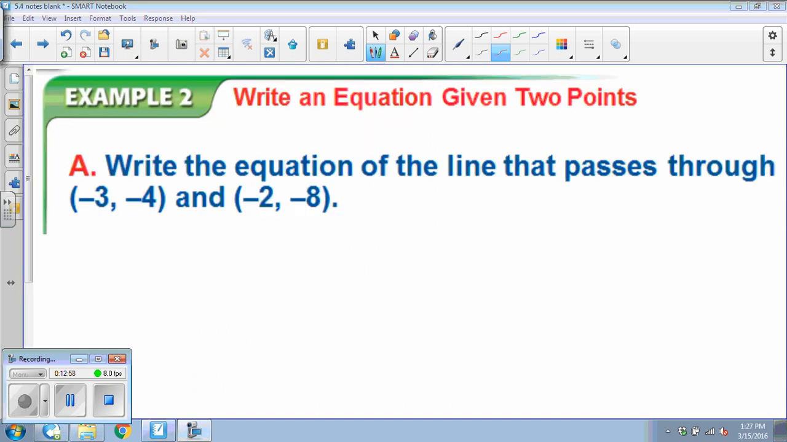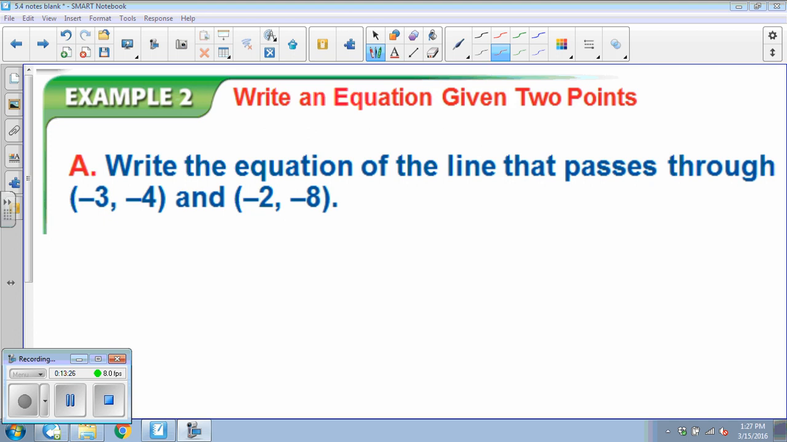Okay, let's look at this example. We're still doing the same thing. What are the two things you need to write the equation? A point and the slope. Do we have a point? Yeah, we actually had 2 of them. When you write that equation, you can use either one of those points. It doesn't matter. Both points are on the line, so it doesn't matter which one you use.